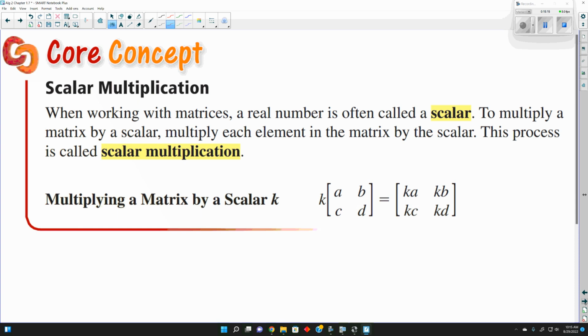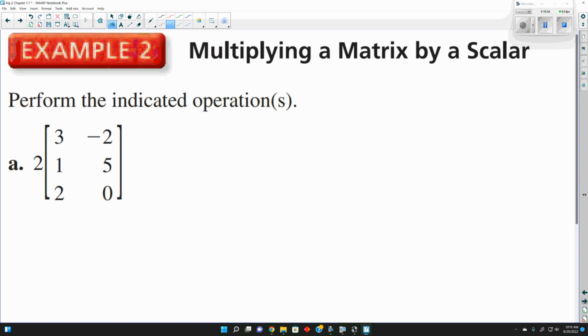So you've probably heard of scaling something, because if we scale it, it's either going to make it bigger or make it smaller. Whatever that scalar amount is, we're going to multiply it by each element in the matrix. So let's look at the first example. Perform the indicated operation. We want to scale this matrix by a factor of 2, which means every element inside this matrix is going to be multiplied by 2.